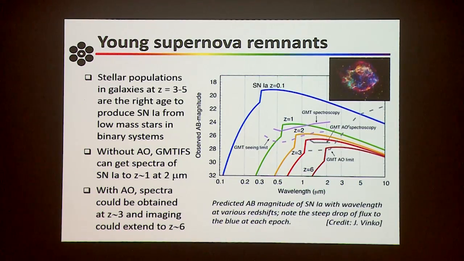And this is a similar plot here. Again, the observed magnitude and wavelength. Here's a type 1a supernova spectrum at redshift 0.1, 1, 2, 3, 6, and so on. And you can see again where the limits are for GMT spectroscopy and imaging in the seeing and in the AO limits. And you can see we're getting out to around about a redshift of 3 at 1 to 2 microns.